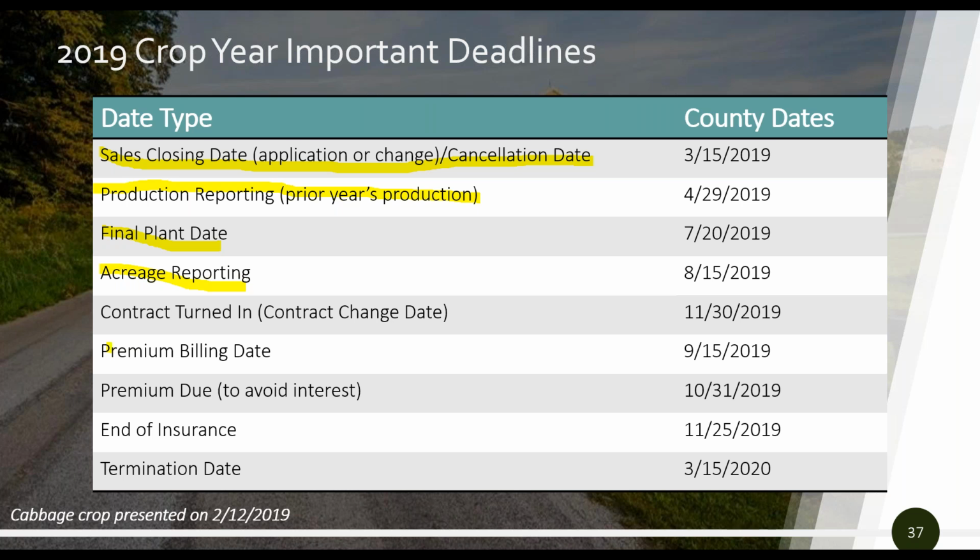Premium billing date, September 15th, and premium due is October 31st. And you need to pay the premium by October 31st to avoid any interest. The end of the insurance period is November 25th, and termination date would be March 15th of next year.